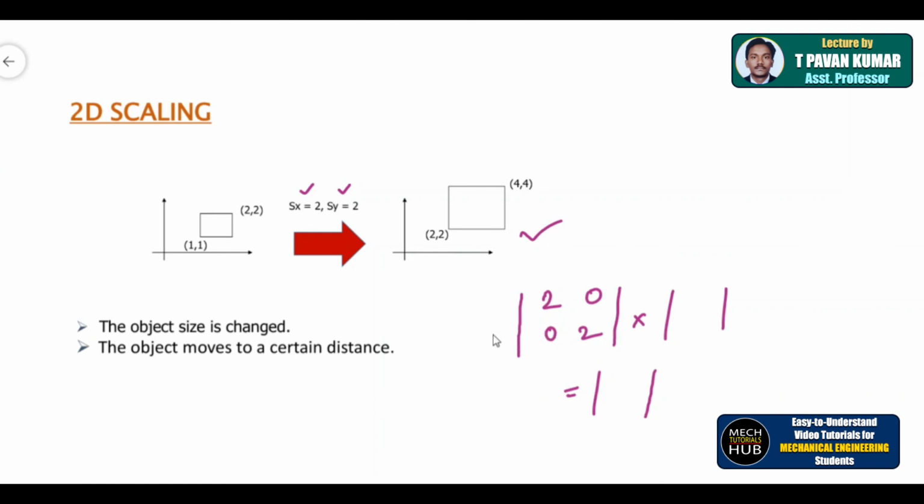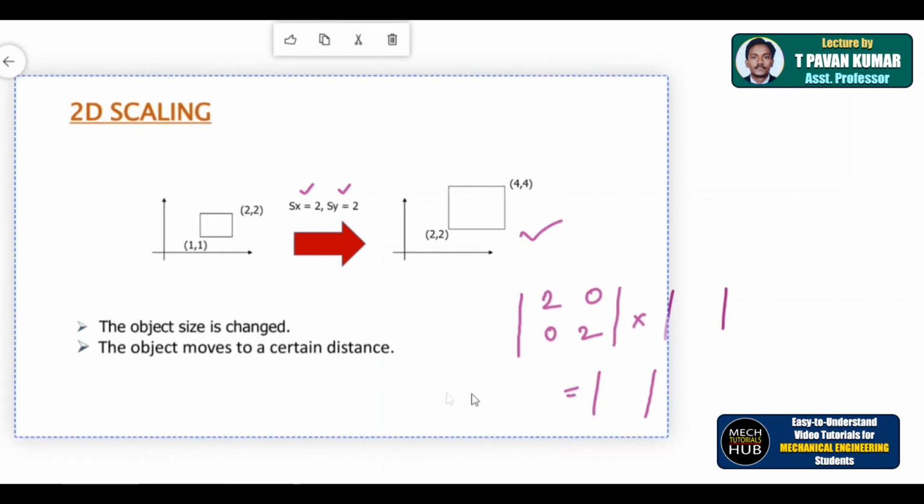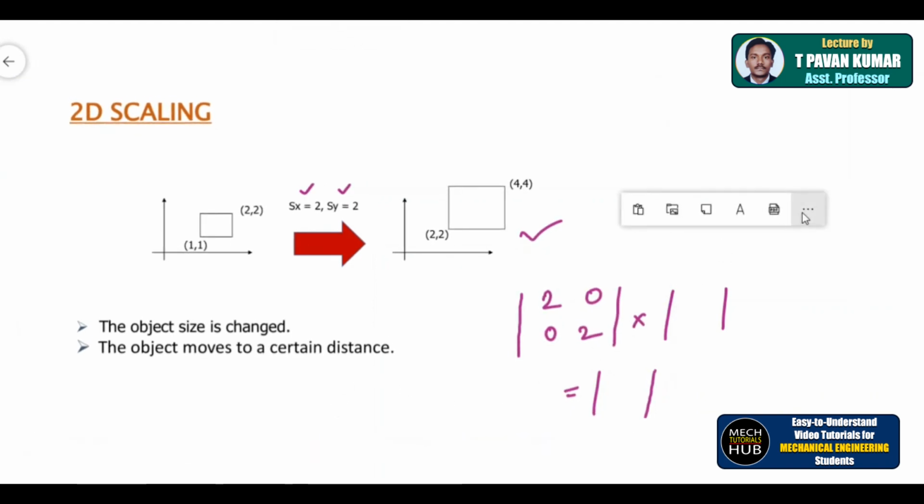The object size is changed from this place to here. Have a look, the size got changed, and the object also moves a certain distance accordingly. This is what happens, because this 1 comma 1 is not the fixed position. It will actually move to a certain distance. That will also take place.